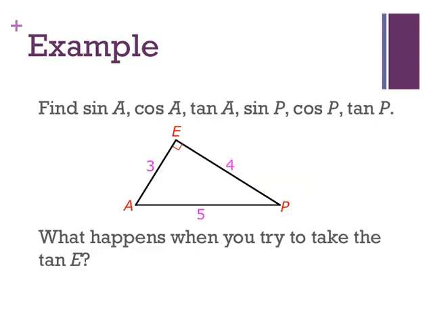Okay, here we go. Here's a right triangle. How do I know it's a right triangle? Well, a couple reasons. I put the little red box in the corner. I also know that 3 squared plus 4 squared is equal to 5 squared, so it satisfies the conditions for a right triangle. And we want to know what's the sine of A, the cosine of A, the tangent of A, the sine of P, the cosine of P, and the tangent of P.